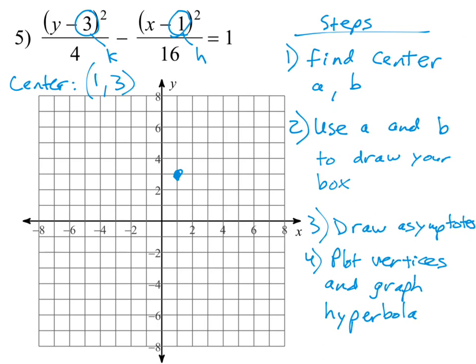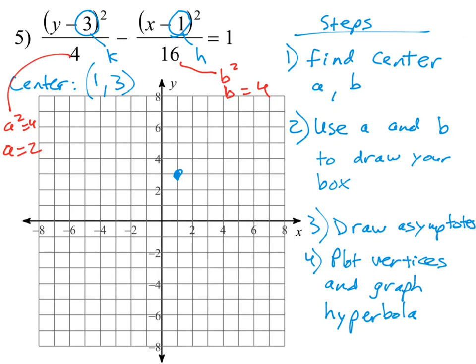The number under the first one is a squared, and so the a value is going to be 2. You just square root it. And then the number under the second one is b squared, and so b is going to come out to be 4. You just square root it. And this is an example where a is not bigger than b. On hyperbolas, a does not have to be bigger than b. a is just the first one, and b is the second one. So that's something to remember.